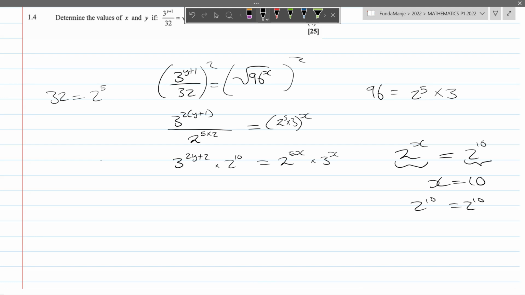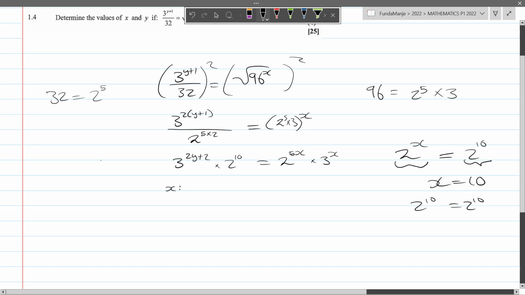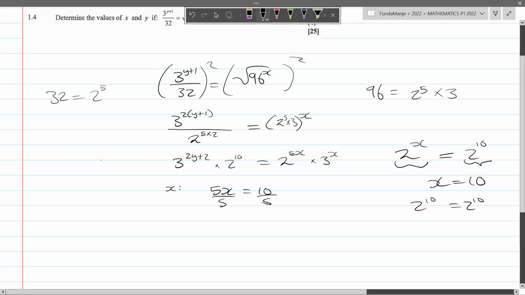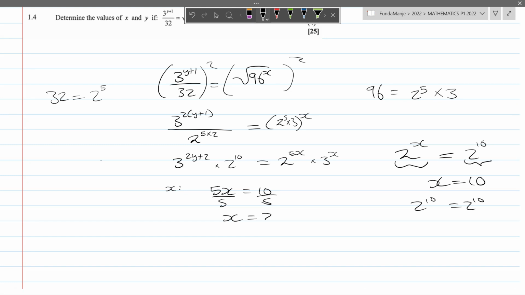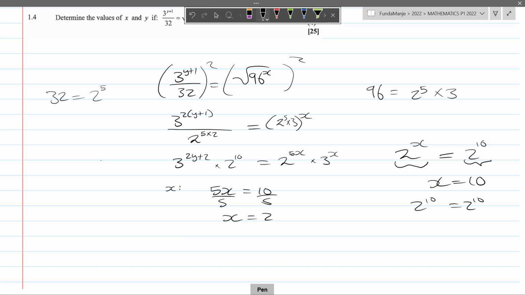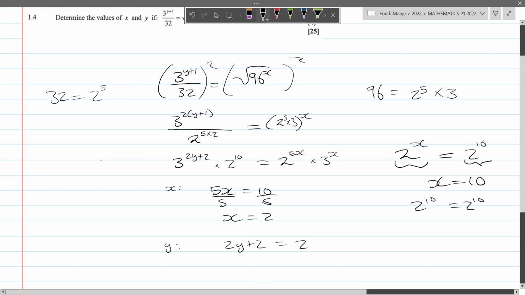Similar thing here. So firstly, we solve for x. So solving for x, we have 2 to the power of 10 is equal to 2 to the power of 5x. That means 5x is equal to 10. Divide both sides by 5. I just equated the powers. I get x is equal to 2. Then 3 to the power of 2y plus 2 is equal to 3 to the power of x. Well, we just take the powers again. So solving for y, we would have 2y plus 2 is equal to x. But since we know x, we can substitute 2 in there.